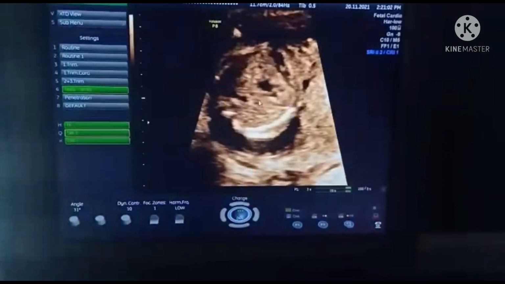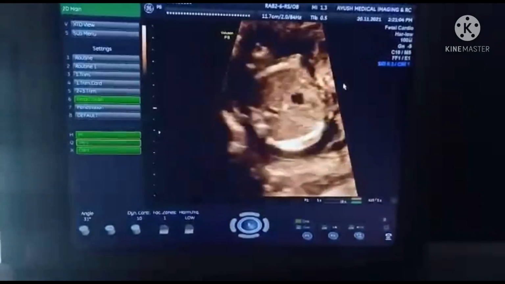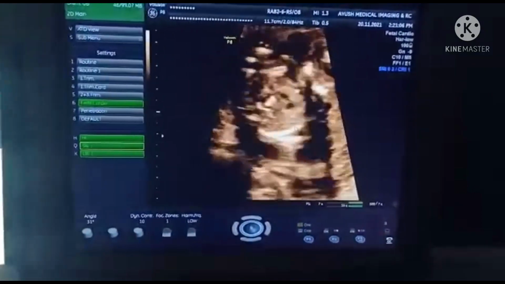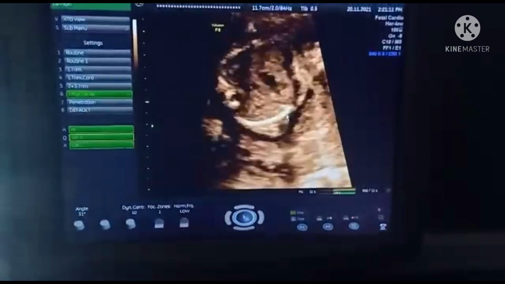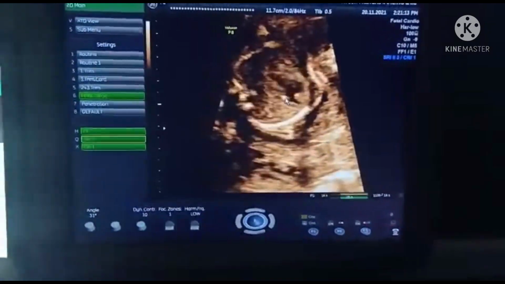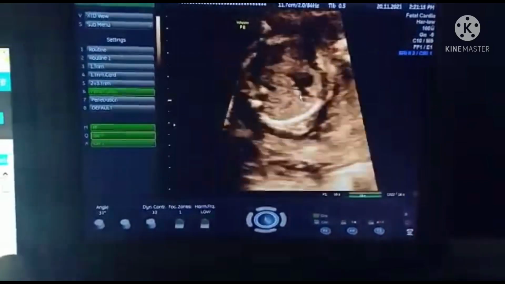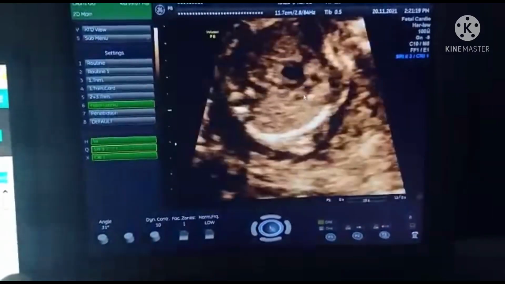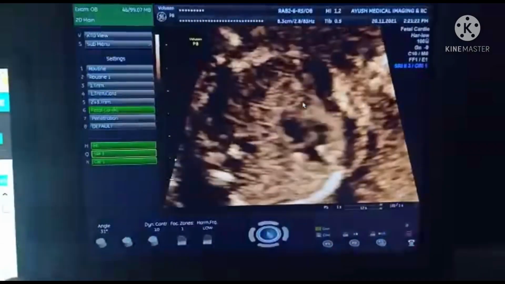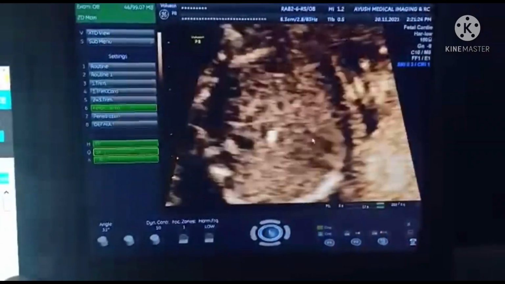And when we trace the whole of the cardia, we start seeing echogenic focus in the left ventricle. This is the white hyperechoic focus. And when we trace the interventricular septum, we see that the crux is not well formed.